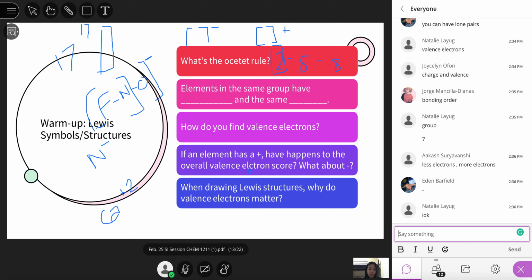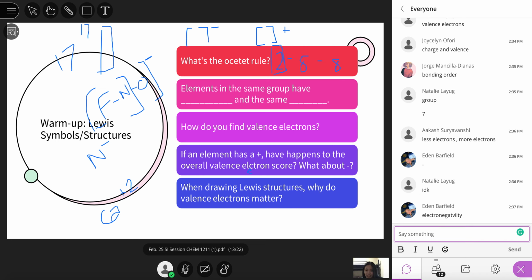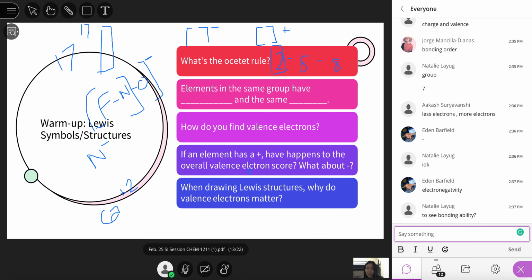And then when drawing Lewis structures, why do valence electrons matter? We already went over this, I think. It's pretty simple. Bonding ability. I think you guys are thinking about it very complex. It's pretty much just how many dots you're going to draw. How many lines, how many dots.